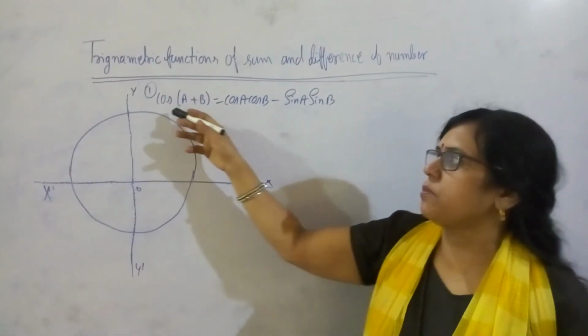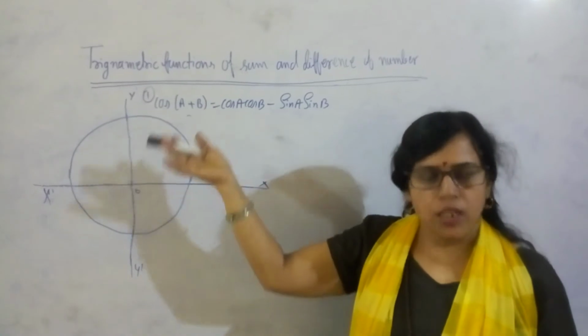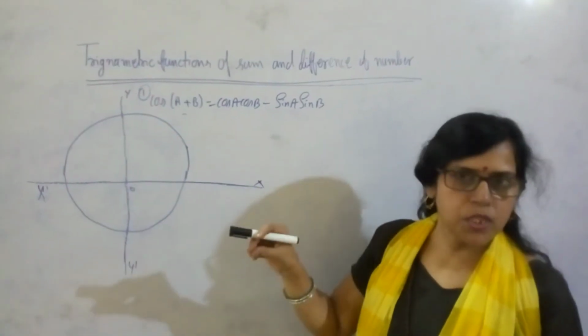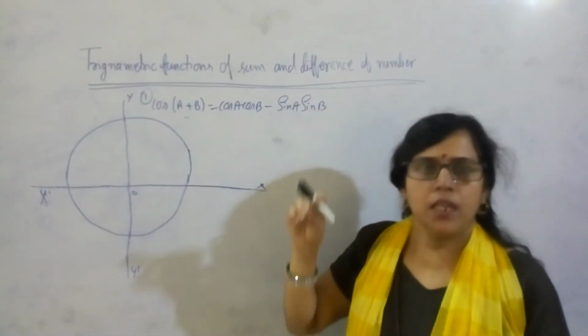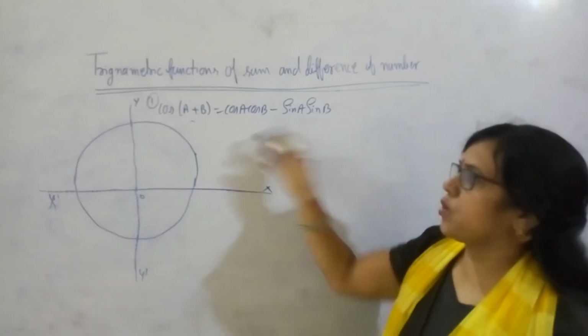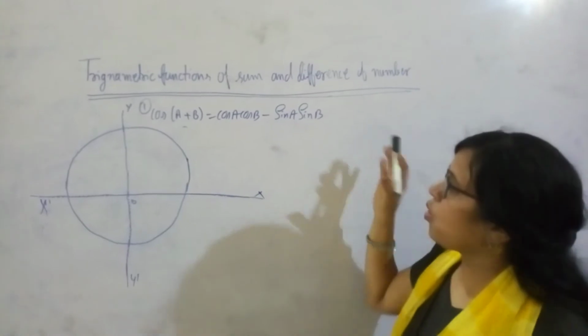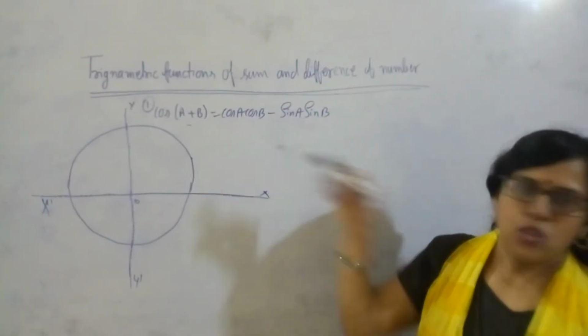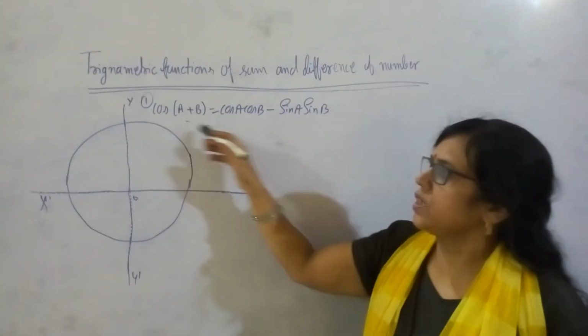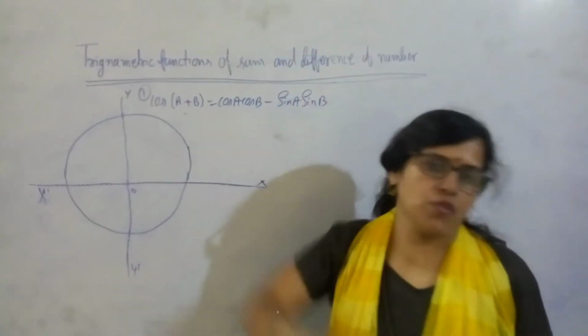By this we can frame cos of A minus B, sin of A minus B, sin of A plus B, tan of A plus B, tan of A minus B. Every formula we can form, and some more, sin 2 theta, cos 2 theta. All these formulas we can frame by this. So we must understand how we will form this formula.